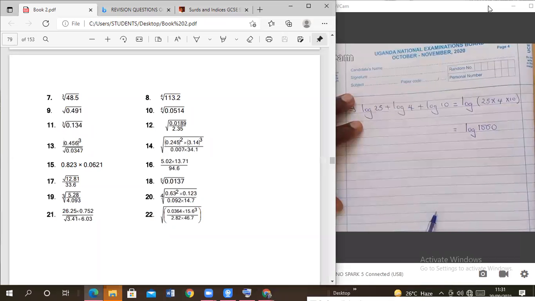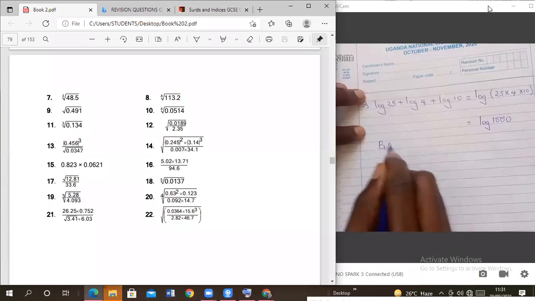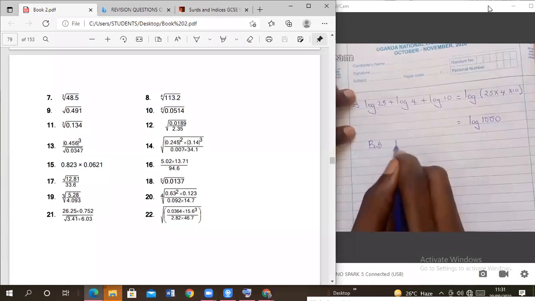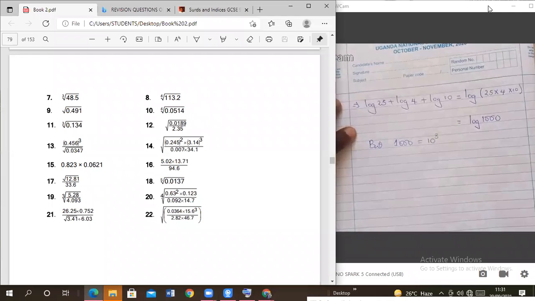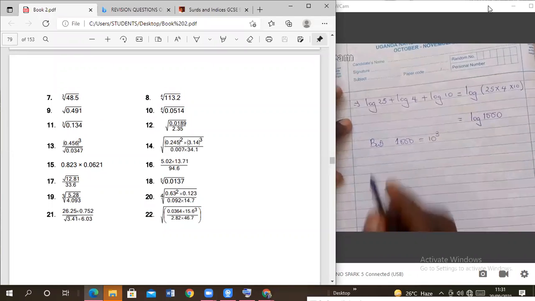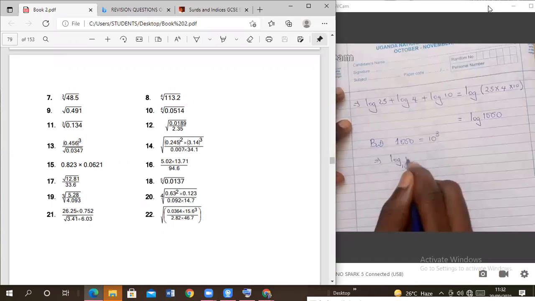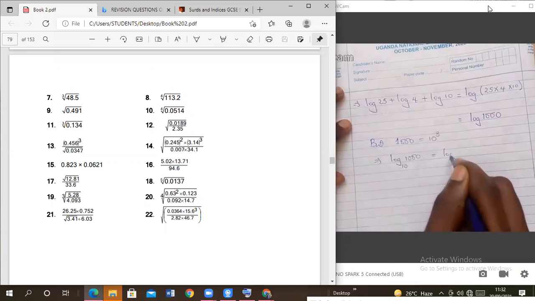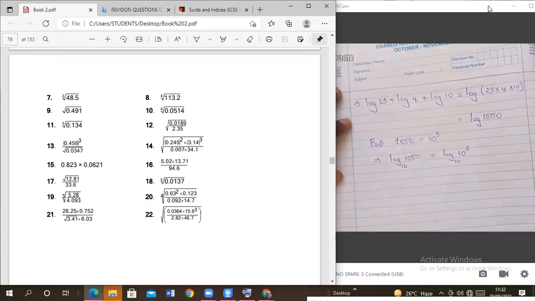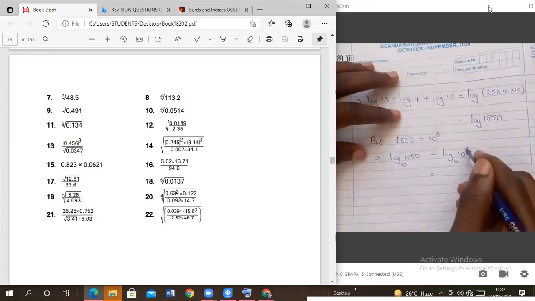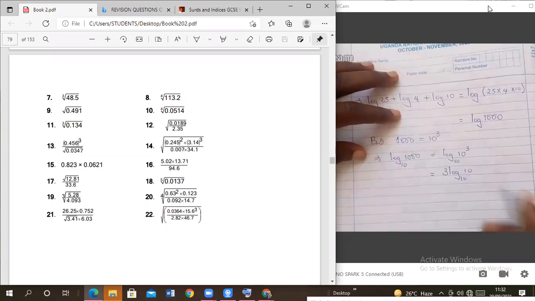Members, do we stop there? No. But this one can still be simplified further. 1000 is the same as 10 to the power 3. So it implies now log to base 10 of 1000 is equal to log to base 10 of 10 to the power 3. Have you seen that?